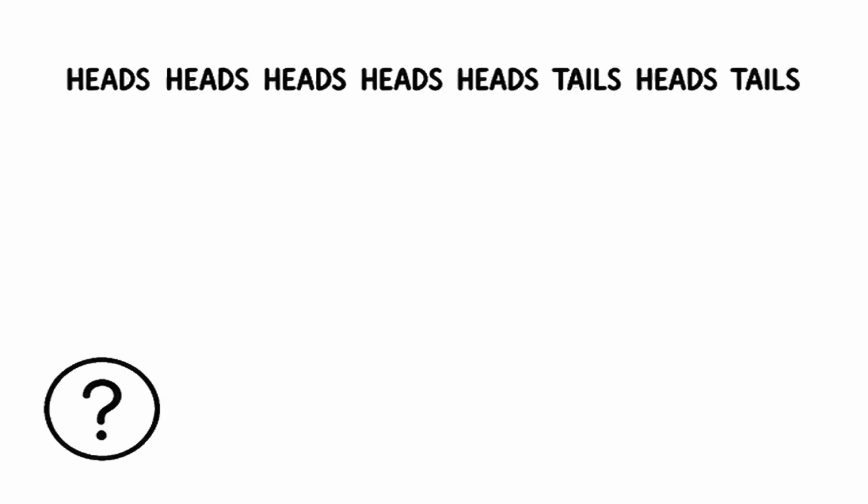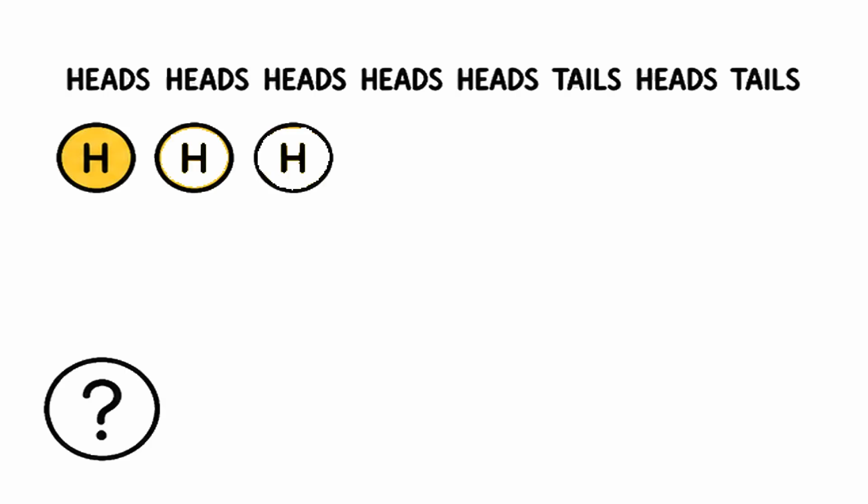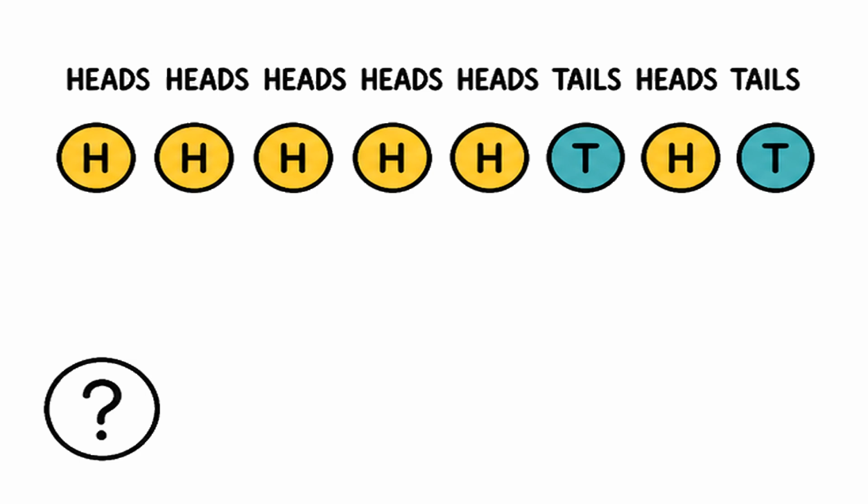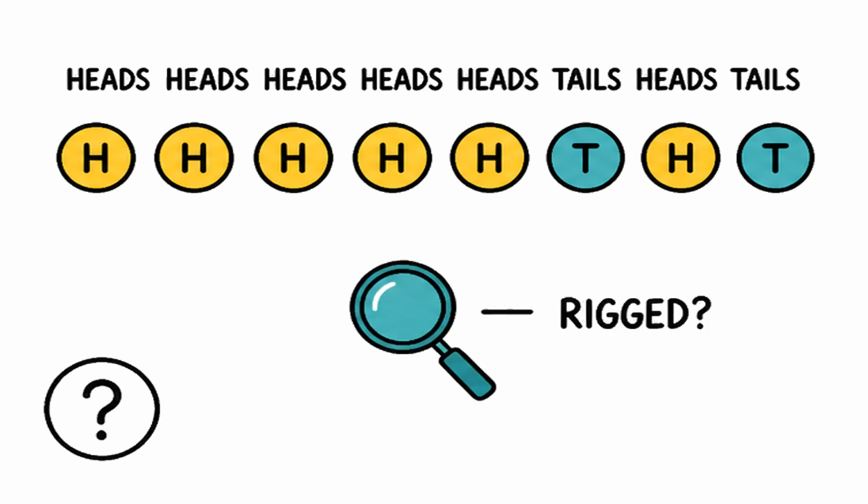Look at this coin flip sequence. Heads, heads, heads. Heads, heads, tails, heads, tails. 5 heads in a row. Does that look random to you, or does it look rigged?